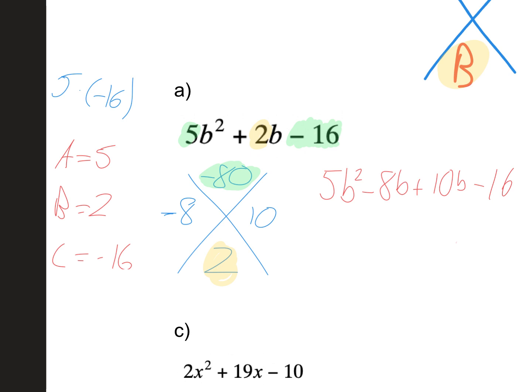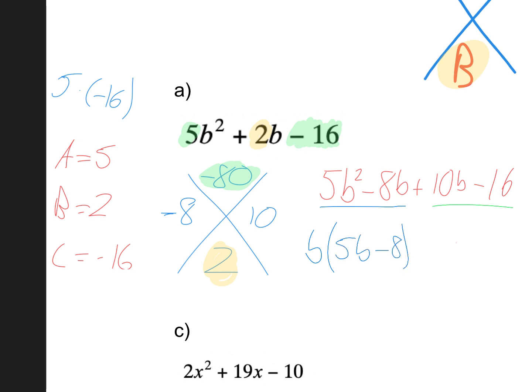Let me see if I can. There we go. So, I'm going to group this. Like we did last time, I have my blue group and my green group. For my blue group, what can I factor out of this? Between 5 and 8, nothing factors, but I have at least a b variable in both of them. So I can factor out b, and I'll be left with 5b minus 8.